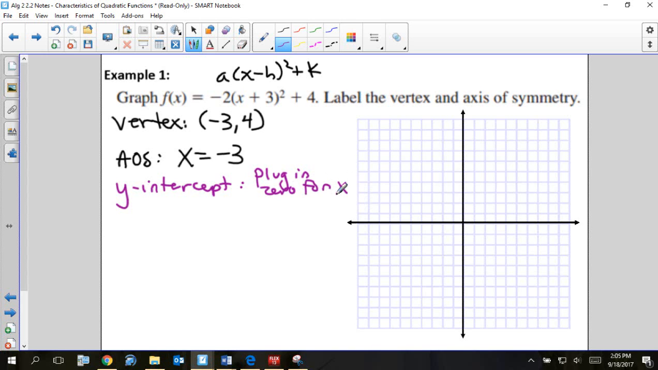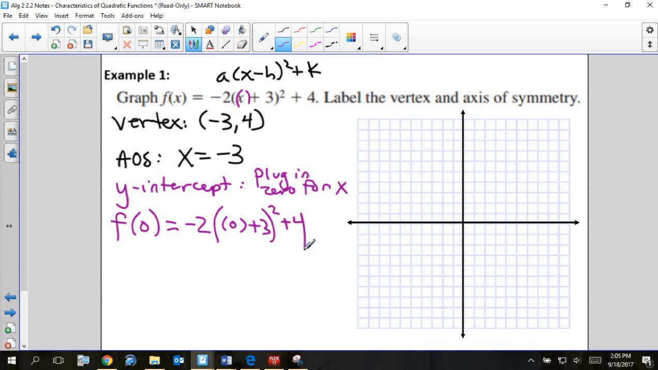But since we are doing functions, and because we are in Algebra 2, we have to learn this function notation. So when I plug in 0 for x, that is the same thing as saying f of 0. So that means wherever you see an x, replace it with 0 in the equation. Wherever I see an x, make it 0. So here's my equation up here. Wherever I see an x, make it 0. So -2 times (0 plus 3) squared plus 4.